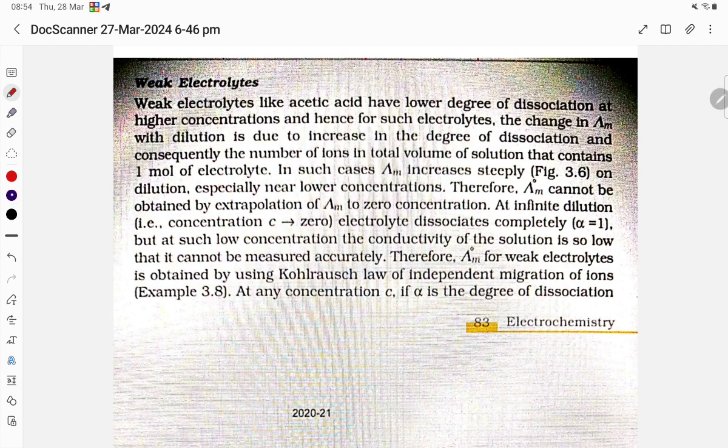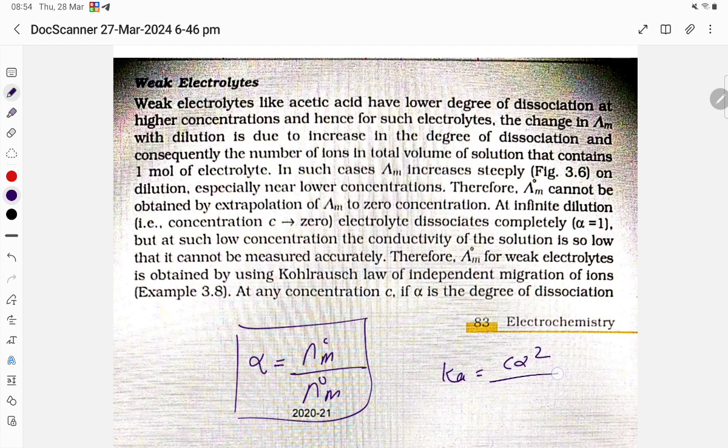Now we got to know that a weak electrolyte dissociates very little in quantity. First of all, we have to know that the degree of dissociation is lambda m at the given concentration divided by lambda m at infinite concentration. Second, we should know Ka is equal to C alpha square upon 1 minus alpha. These two things we should know. For a weak electrolyte, the dissociation constant is C alpha square upon 1 minus alpha, and alpha is the degree of dissociation.